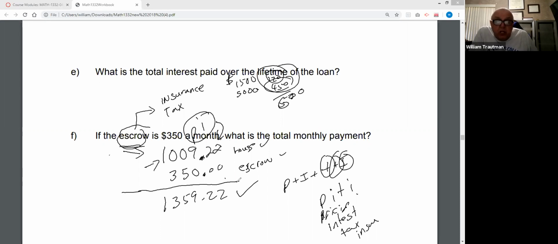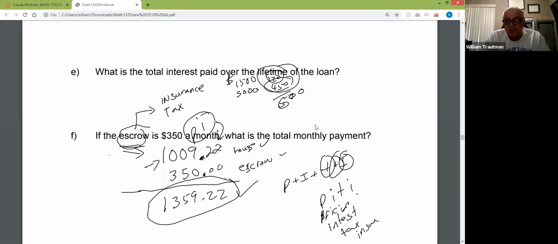And so instead of you thinking you're making a $1,009 a month payment, you have to make a $1,359 a month payment. So your payment is usually more than you think at first because of your escrow, your insurance, and your taxes that you have to pay. So that adds up even more.